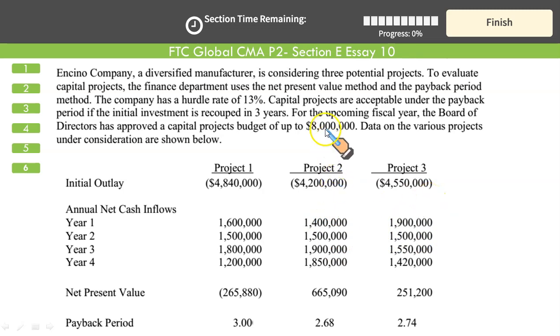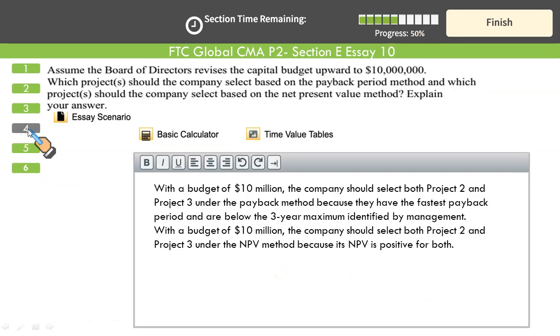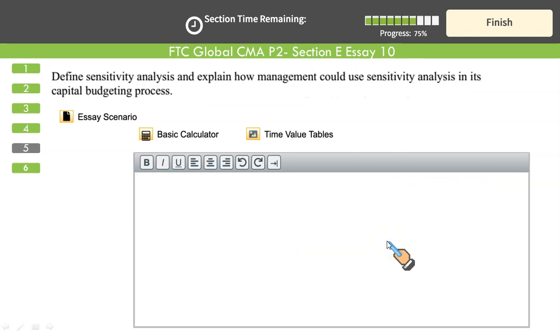Since the budget has been increased and they are independent projects, we can take both of these within the budget constraint. Both of them are acceptable from the payback point of view as well as the net present value method. So we will select both of these. Within the budget of 10 million, the company should select both projects 2 and 3. Both are paying off under 3 years, and NPV for both of these projects is positive and quite sizable.